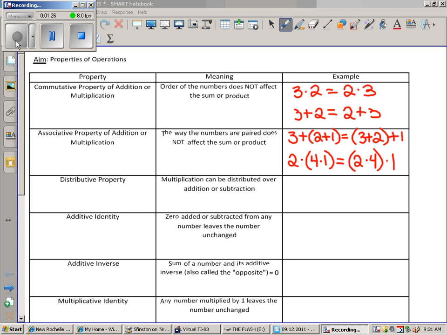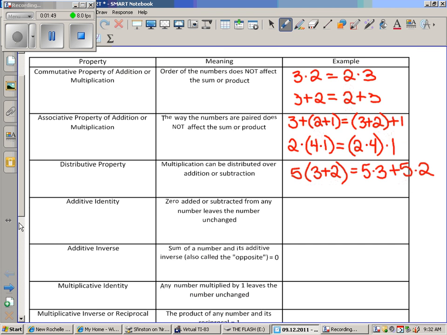Distributive property, this is everybody's favorite. People love this one. What's distributive property? Can I get one example of it? So that's distributive property. Yeah, we thought up a great example. 5 times 3 plus 2 in parentheses is the same thing as 5 times 3 plus 5 times 2. Doesn't always have to be numbers. Could be variables on the inside also as well.